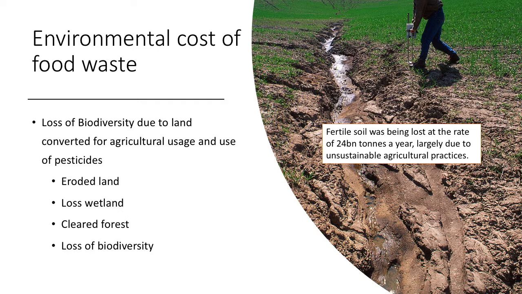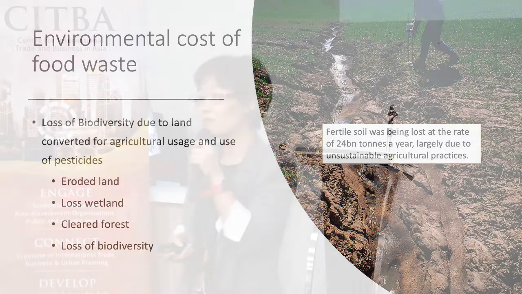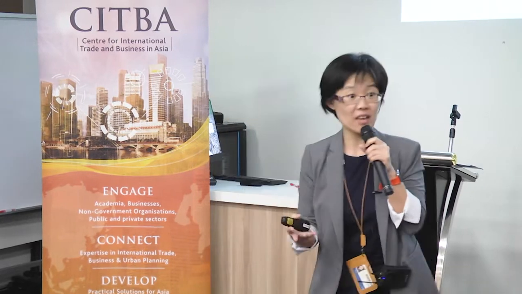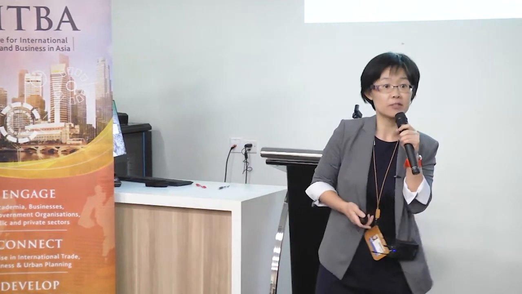And at the same time, when we plant all of those crops, we are using pesticides. So all of these pesticides and the other types of chemicals will further erode the land. Okay, so again, they will hurt biodiversity. So that is the other type of cost.